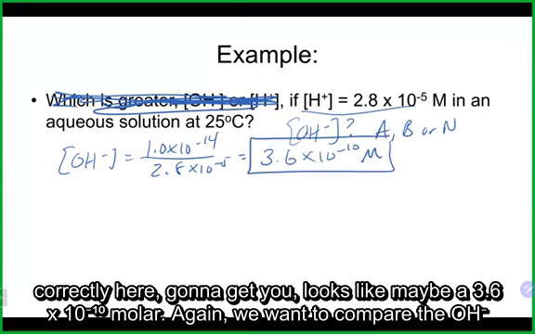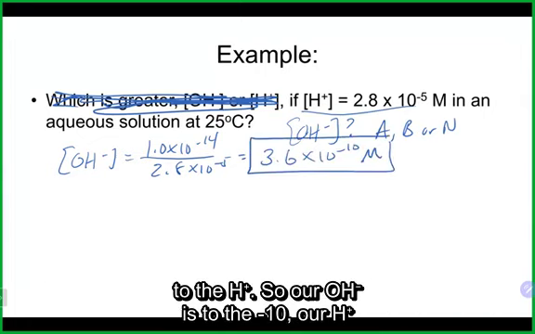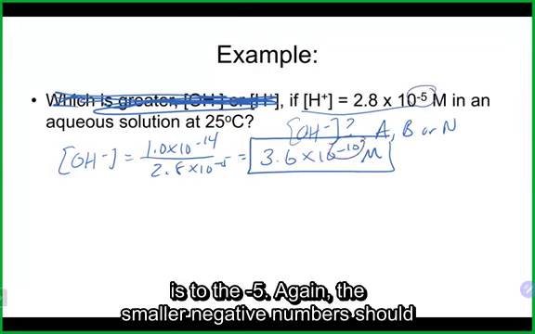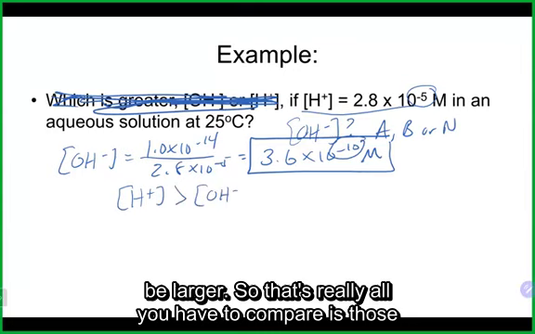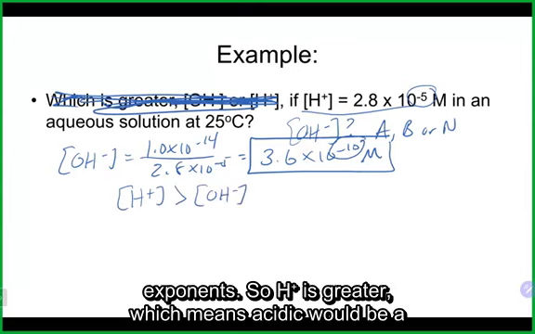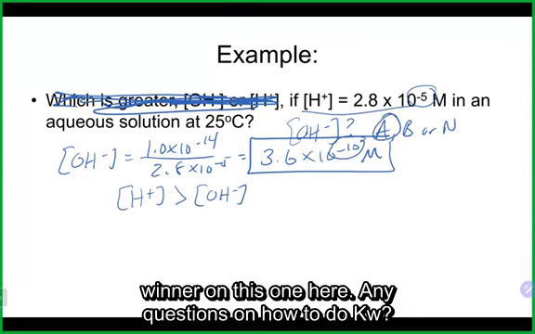Again, we want to compare the OH minus to the H plus. Our OH minus is to the minus 10. Our H plus is to the minus 5. Again, the smaller negative numbers should be larger, so that's really all you have to compare, those exponents. So H plus is greater, which means acidic would be the winner on this one here.